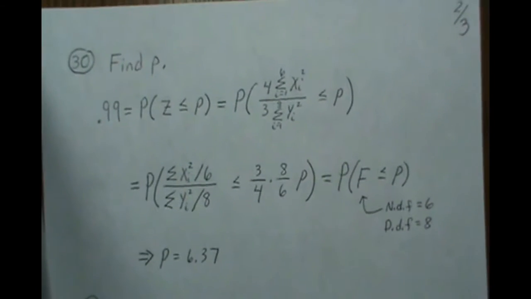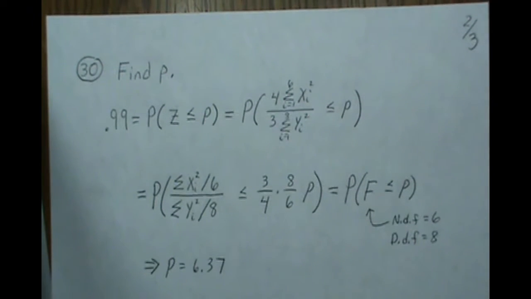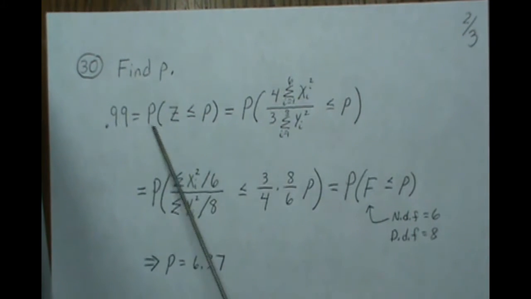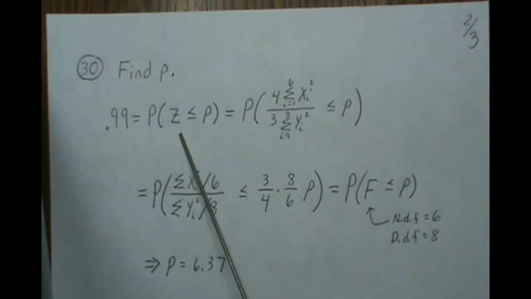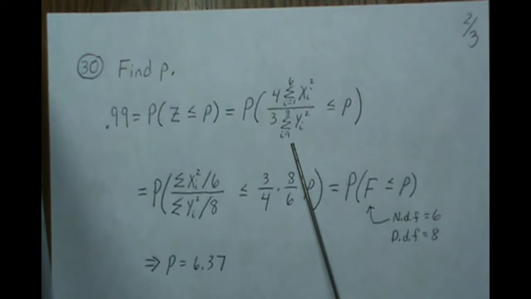Number 30, we're trying to find the 99th percentile of the distribution of z. So that means we need to find p such that the probability of being less than p is 0.99. Well, z is given to be this.